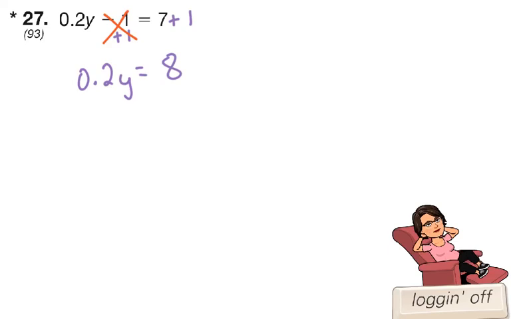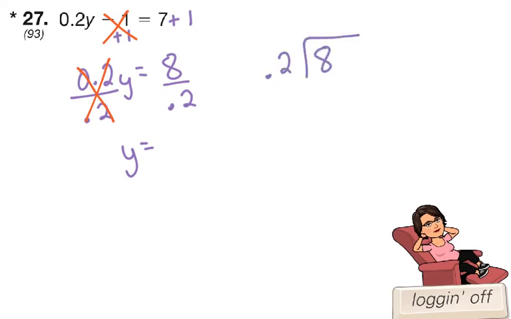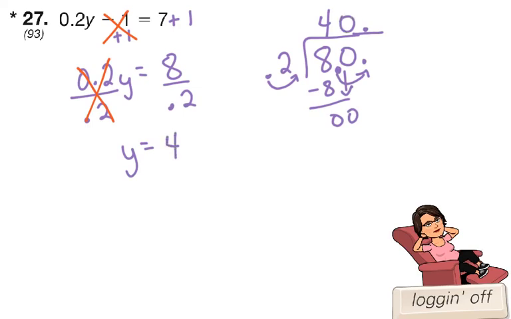Then we're going to divide both sides by 2/10, which is going to give me y. That's going to cancel that out. And I'm going to do over here 8 divided by 2/10. I have to move my decimal over one place, which means this decimal also has to move over one place. So 2 will go into 8 4 times. Gives me a remainder of 0. Bring down my 0. 2 will go into 0 0 times. So my final answer is y equals 40.